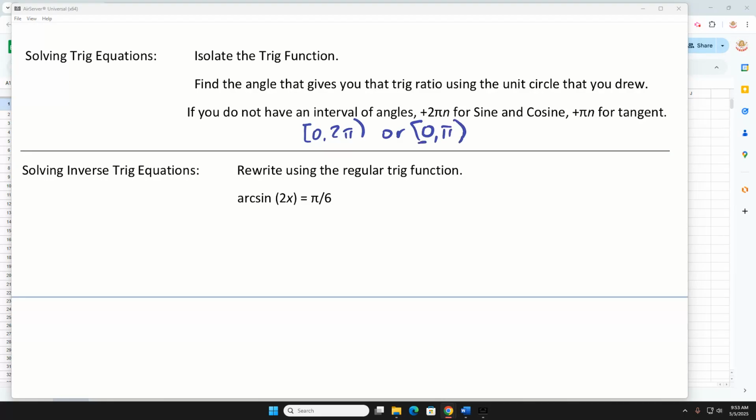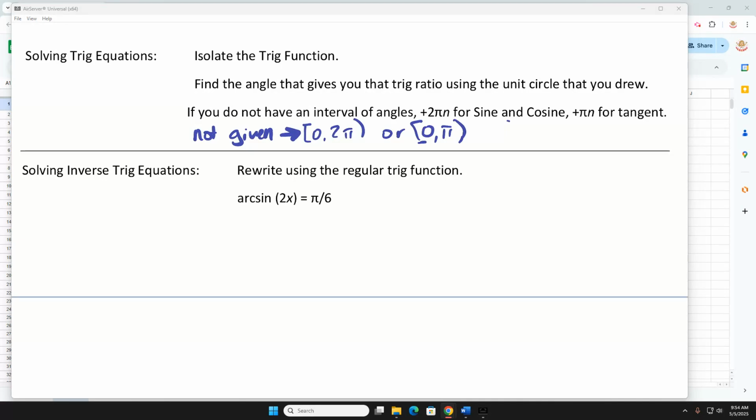If you're not given that, then you're going to have to do plus 2n pi for sine, or plus 2n pi, plus n pi for tangent. So not given these things, then you're going to write that. Why is it just pi n for tangent? You use the top half, and the period of tangent, the parent function tangent, is 1 pi. The period of sine and cosine is 2 pi.